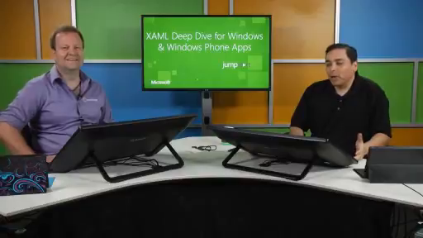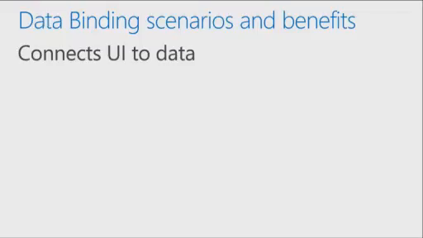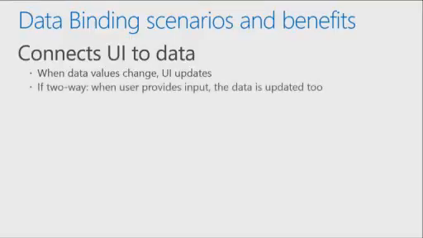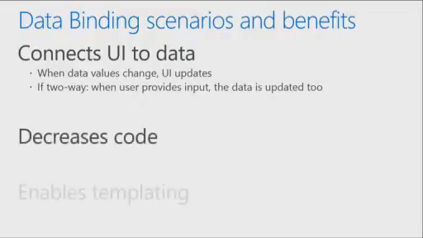So data binding, just very quickly, what are the scenarios? What are the benefits? Data binding is nothing but connecting UI or a presentation to data, whether that's data on other elements or your business objects. Doesn't make a difference. The whole principle is when data values change, the UI will change, and in some cases when data is entered through the UI, that also needs to trickle down to your business objects. For that to happen, it needs to be a two-way data binding.